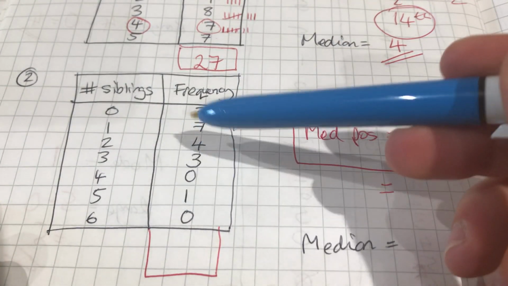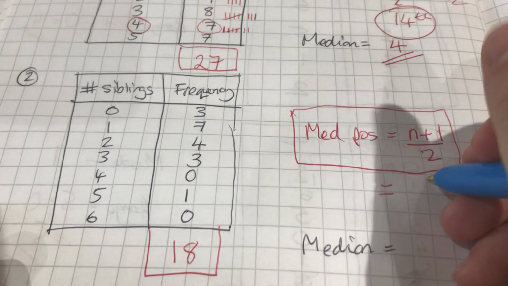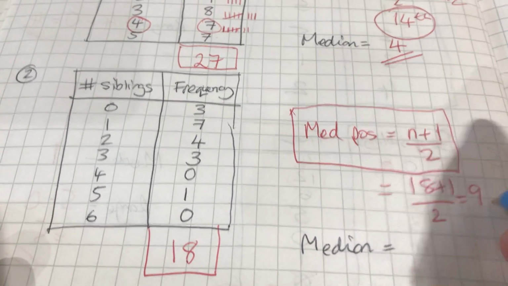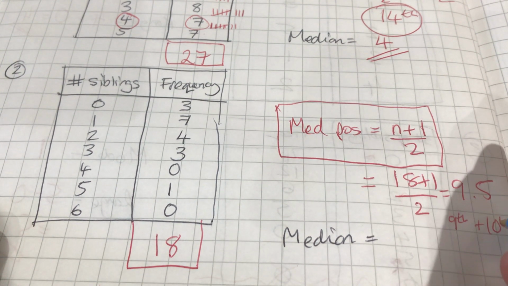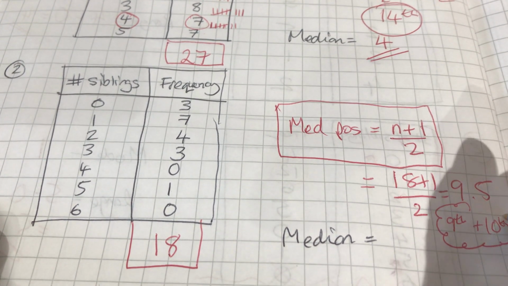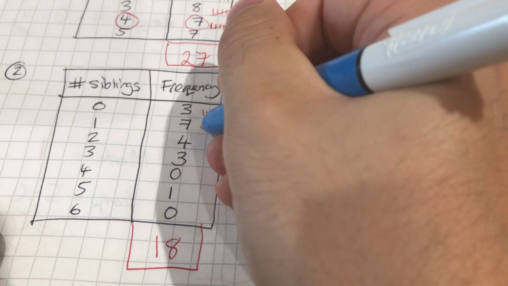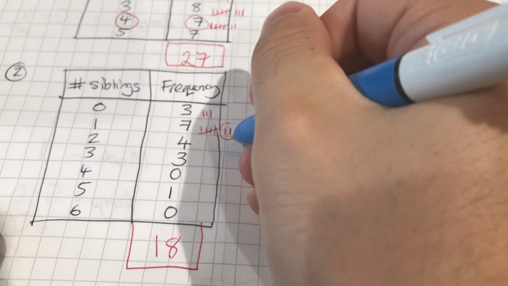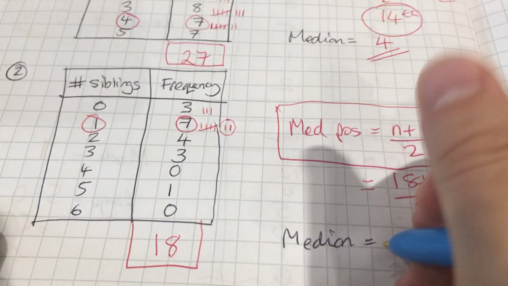You then work out what the n is by finding a total of this. 3, 10, 14, 17, 18. Uh-oh. Tricky one, because it's an even number, because when you add 1 and half it, so add 1, 19, half it, 9.5. So what's either side of 9.5? 9th and 10th. So I'm looking for 9th and 10th. Let's go find them. 1st, 2nd, 3rd, 4th, 5th, 6th, 7th, 8th, 9th, 10th. They're both in there. So they're both in this 7. So my answer is 1.